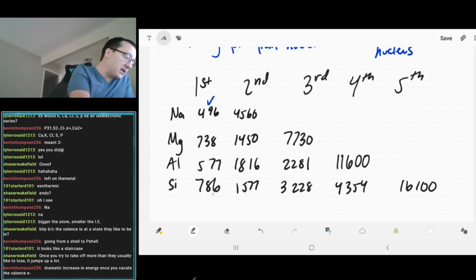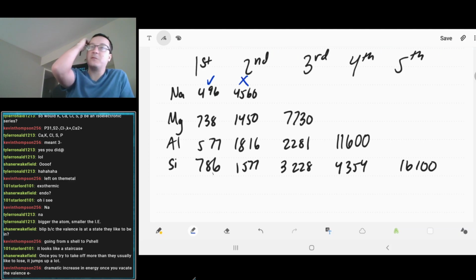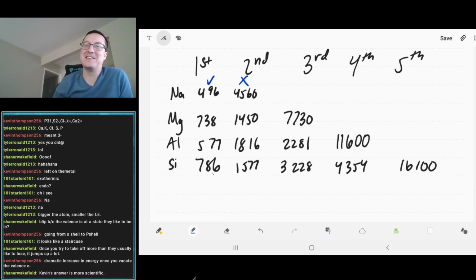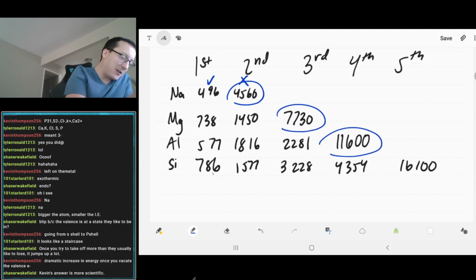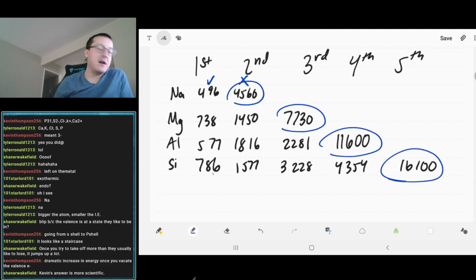It's going to be a lot harder to remove the second electron from sodium. Sodium likes to be +1. It's not going to want to remove another one. Then it would have a full valence shell. Kevin's just more scientific. That's true. But both of these are happy. But yeah, we see these dramatic increases, as it were, once they have gotten to where they want to be. So we see that, it's great.